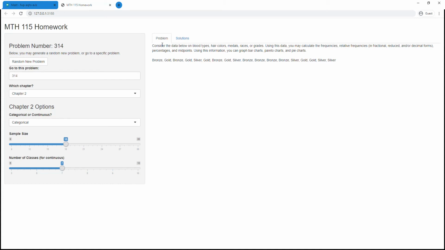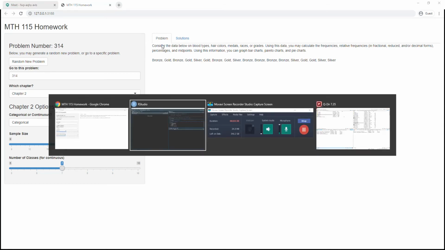So, bronze, gold, silver, bronze, bronze, bronze, bronze. Ooh, four bronzes in a row. Silver, gold, gold, silver, silver. Okay, so now I've got my data written down.